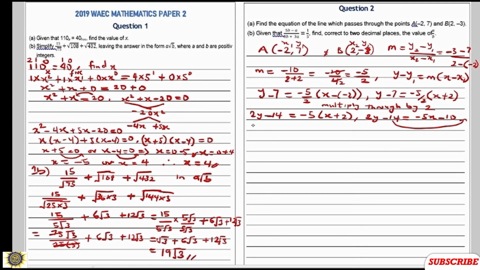So what we have here will now be 2y equal to minus 5x minus 10 plus 14. So our final answer will now be 2y equal to minus 5x plus 4. So this is what we call the equation of the line. That's how we express the equation of the line.